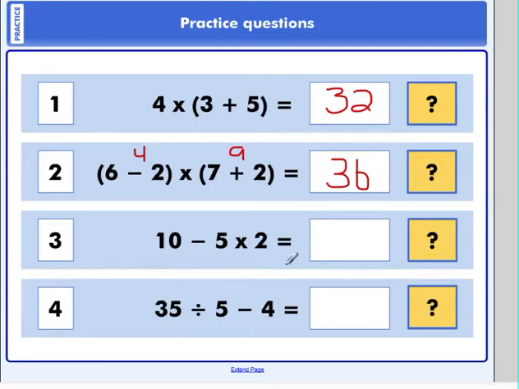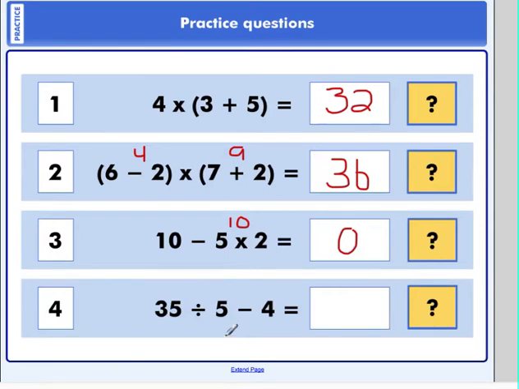Now in our third problem, we don't have any parentheses. We don't have any exponents. We do have some multiplication, so we need to do that first. 5 times 2 needs to be solved first, which is 10. Then we do our subtraction, 10 minus 10. So the answer for this problem is 0.